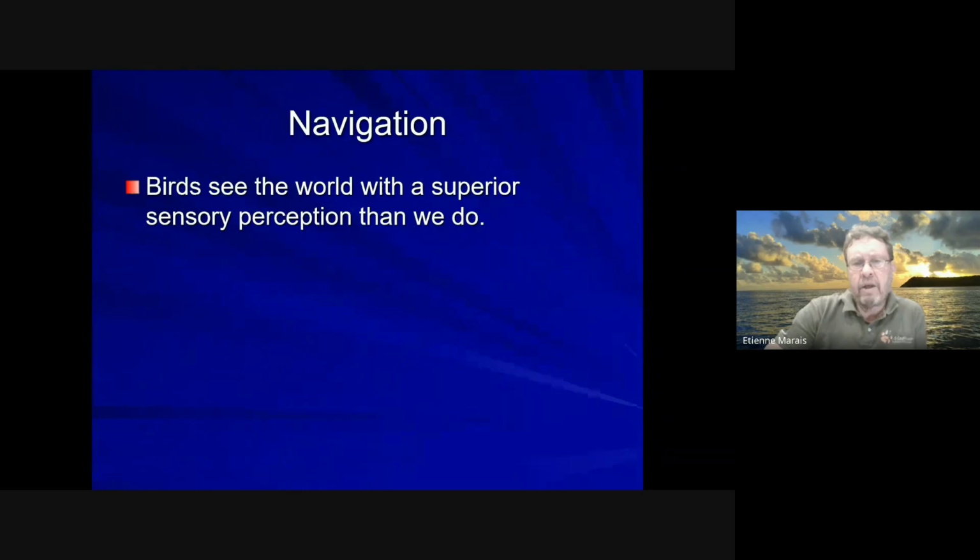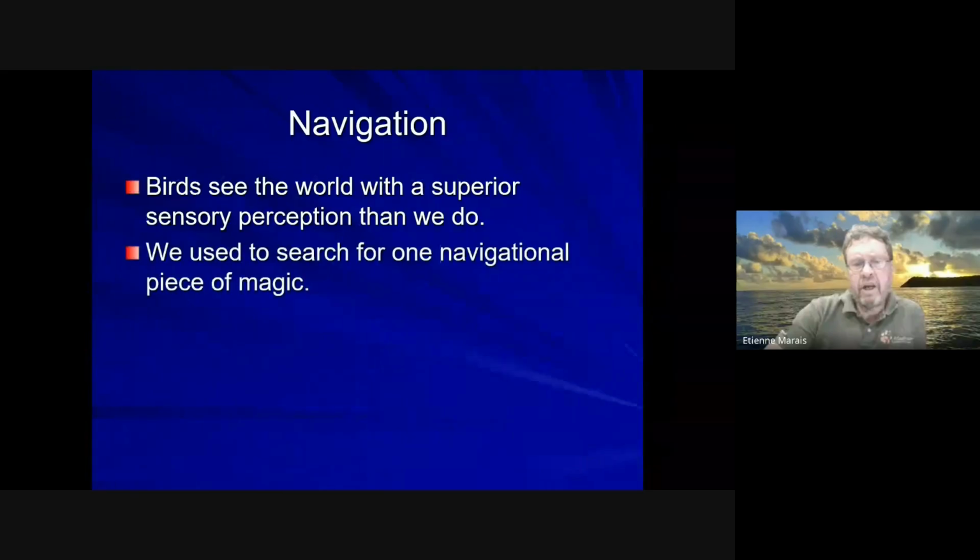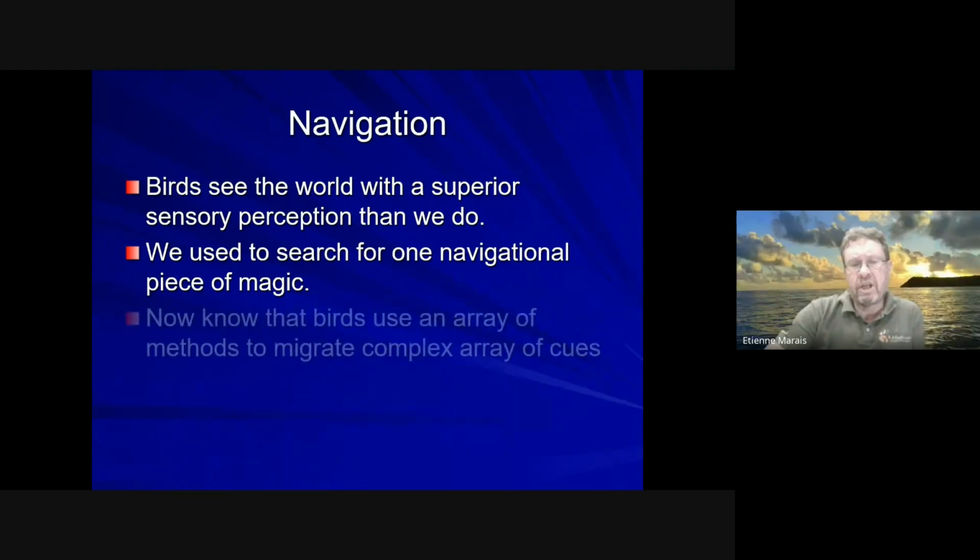Navigation, it's difficult to cover all of this, but I think the bottom line is that birds see the world with a superior sensory perception than we do. And they have a very wide array of navigational equipment or tools that they use to navigate. So we know that they can navigate by compass in a direction. They can go from north to south or east to west, or any particular direction they have to go. And then they can also do locational navigation. In other words, in a more dynamic situation, actually get to a particular place.